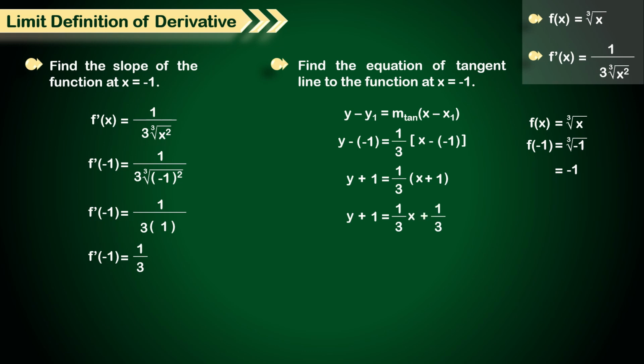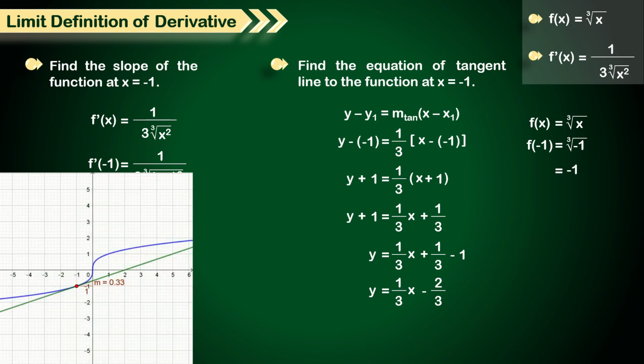Subtract 1 to both sides of the equation. We have y is equal to 1/3 x plus 1/3 minus 1. Combine terms, and it is simplified to y is equal to 1/3 x minus 2/3. This is now the equation of the tangent line on the curve at x is equal to negative 1. And as you can see, it is also on the graph.